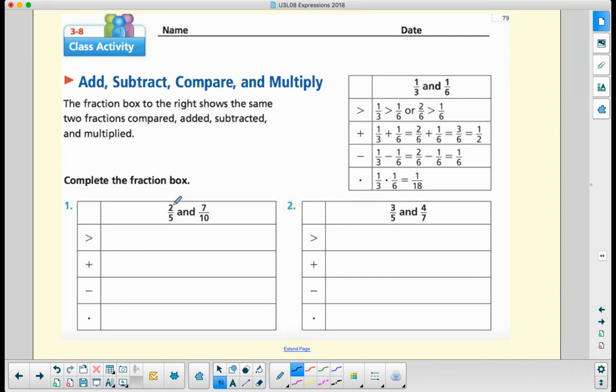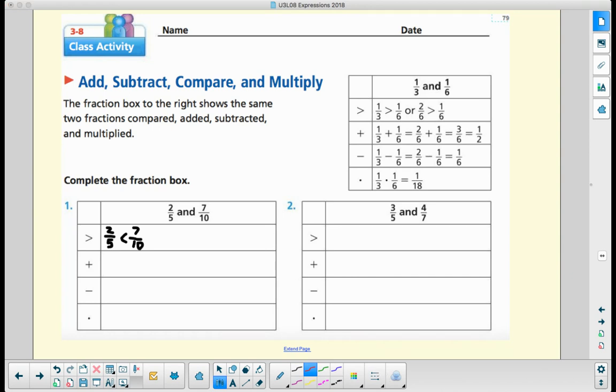I would think use benchmarks of a half. 2/5 is less than a half because half of 5 is 2 1/2. So 2 is less than 2 1/2. So that is less than a half. 7/10 is greater than a half because half of 10 is 5. So if 2/5 is less than half, 7/10 is greater than half, 2/5 is less than 7/10. So bear with me as I write that. 2/5 less than 7/10.